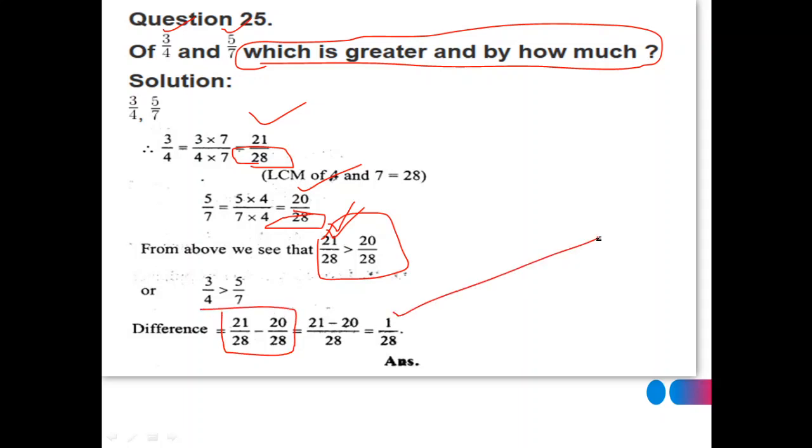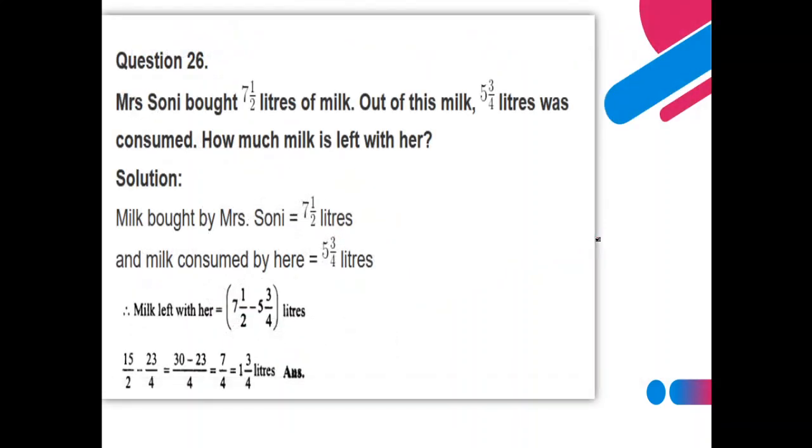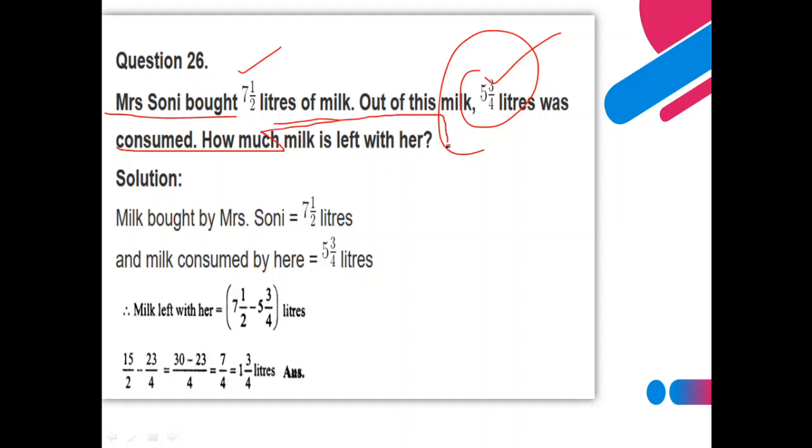Okay. Now see the next question. Question number 26. Mrs. Sony bought 7 1 upon 2 liters of milk. Out of this milk, 5 3 by 4 liters was consumed. How much milk is left with her? A very simple concept question using the subtraction concept. So first of all, we are writing the statement as usual.